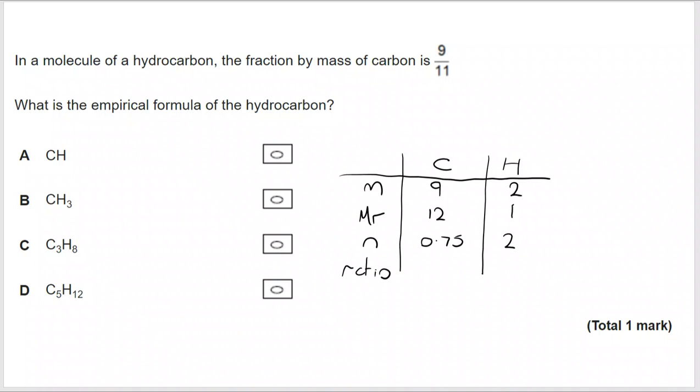I need the simplest whole number ratio. So if I do that, I can actually see here the easiest way to get to a whole number is to multiply both sides by 4. That takes me to C3H8. Correct answer, C. Next question.